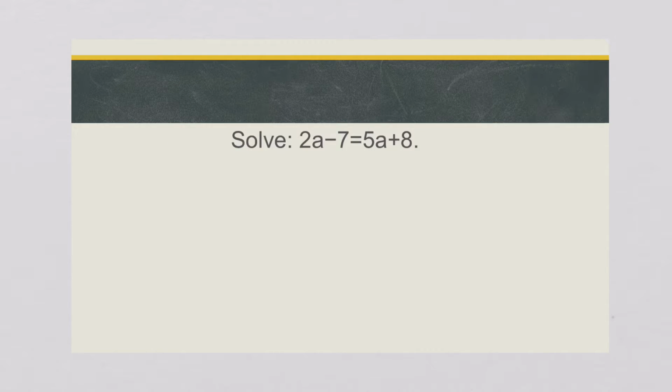Okay, 2a minus 7 equals 5a plus 8. Again, I grab my smaller one, so I don't always pull my variable to the left side. If you're a left side variable person, then you can always do that. I tend to pull my smaller one to my larger one. So my smaller variable term is 2a, so I'm going to subtract 2a from both sides of the equal sign.